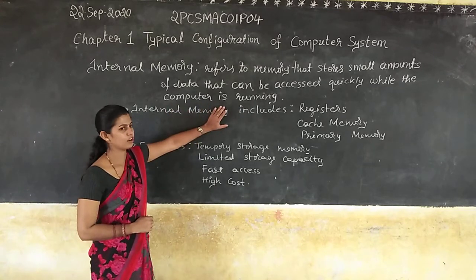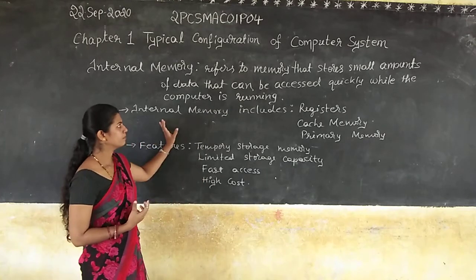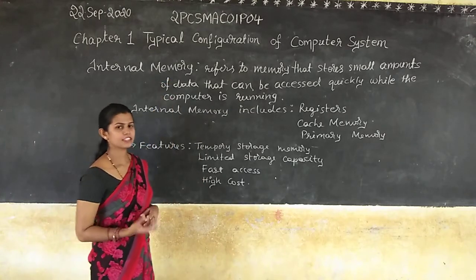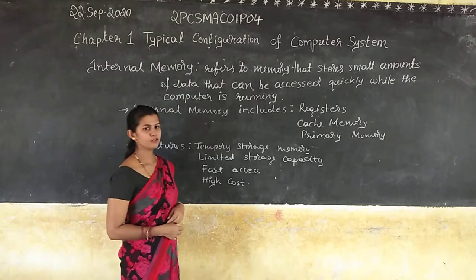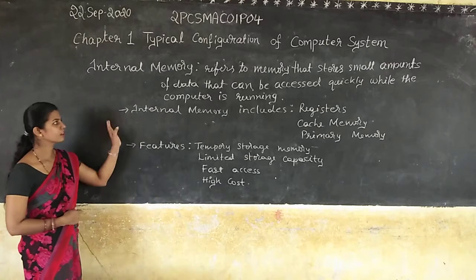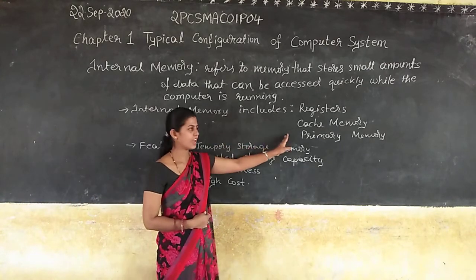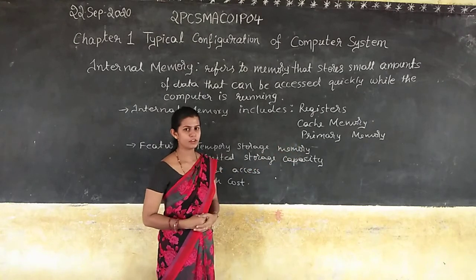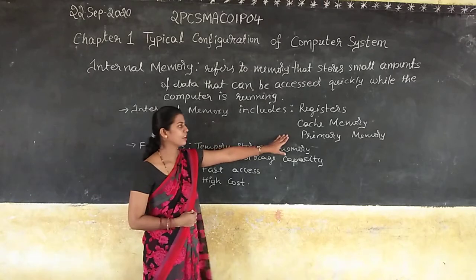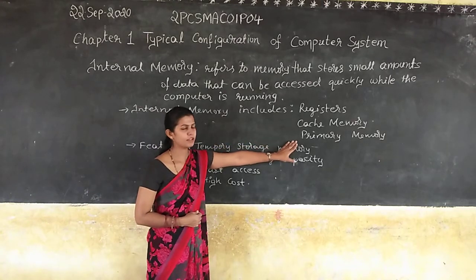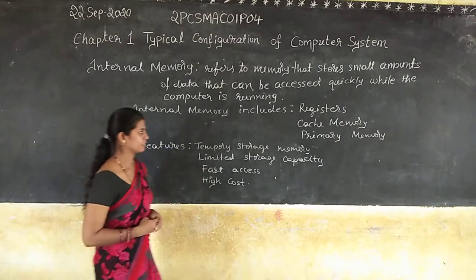While the computer is running, it may request data or information. At that time the data stored in the memory will be accessed quickly. Internal memory mainly includes registers, cache memory and primary memory, which are directly accessed by the processor.